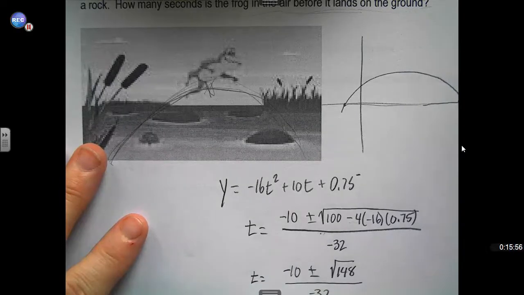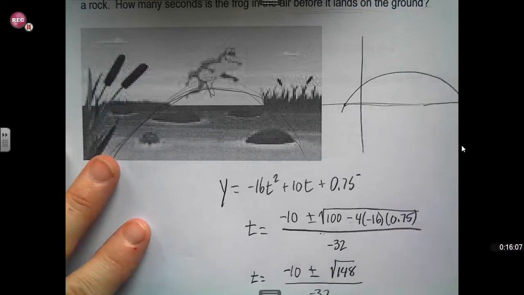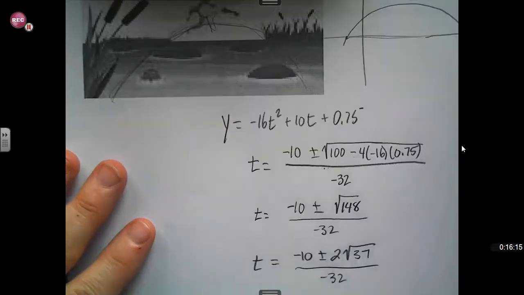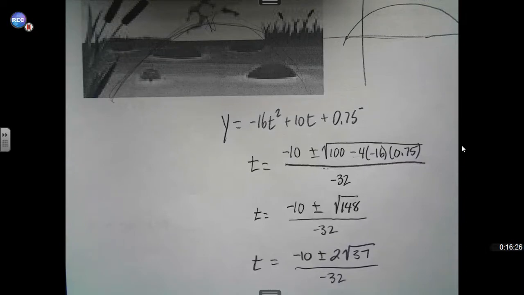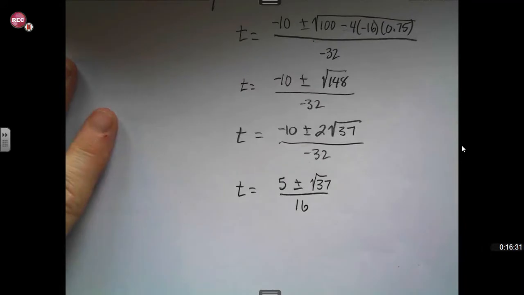And it does simplify a little bit. Negative 10 plus or minus 2 square root 37 all over negative 32. And I'm going to divide everything by a negative 2. Old trick. So I'm going to get 5 plus or minus the square root of 37 all over 16. And that doesn't mean a whole lot, so I would probably plug that into my calculator.